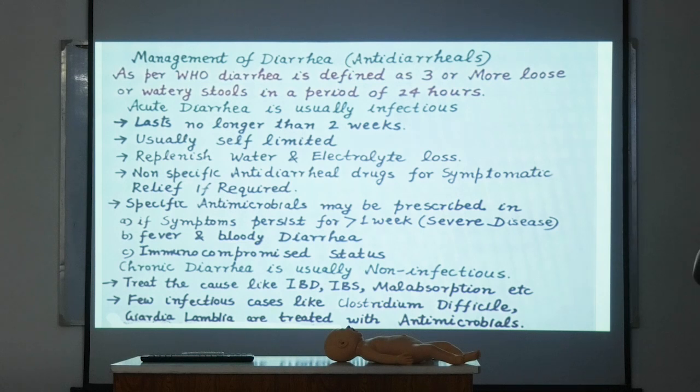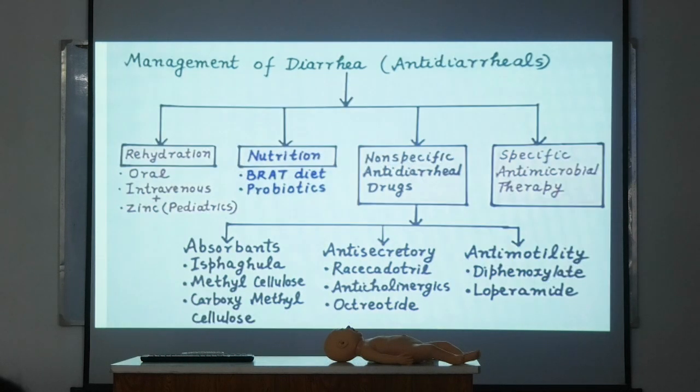And chronic diarrhea is non-infectious, mainly inflammatory in origin. There are a lot of diseases of the GI system that we will read later in medicine, like inflammatory bowel disease, irritable bowel syndrome, malabsorption syndrome, which cause chronic diarrhea, diarrhea occurring for weeks and weeks and months. Okay? A few infectious diarrheas are there, like Clostridium difficile and Giardia lamblia, which also cause chronic diarrhea. They also have to be treated with specific antimicrobials.